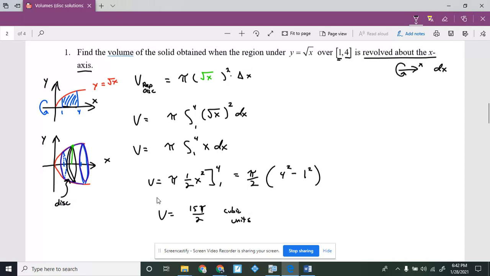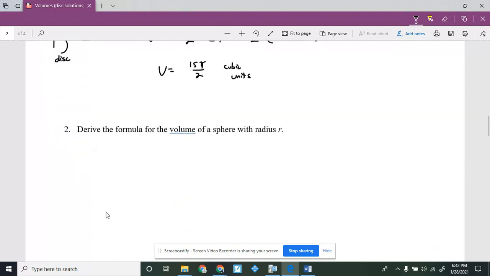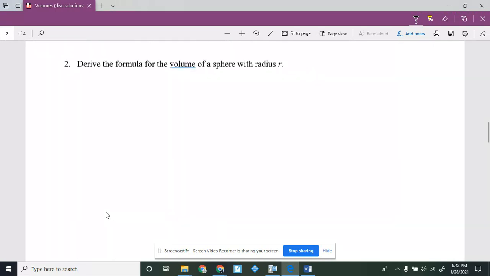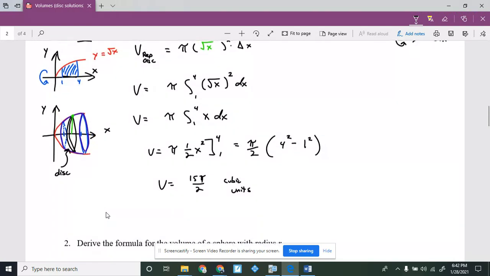All right, so very similar to what we've been doing, maybe a little bit neater, but it's still all about volume of a representative cross section. Okay. All right, so this is pretty neat. This is a little outside the box. It's derive. We just throw you to the wolves here.